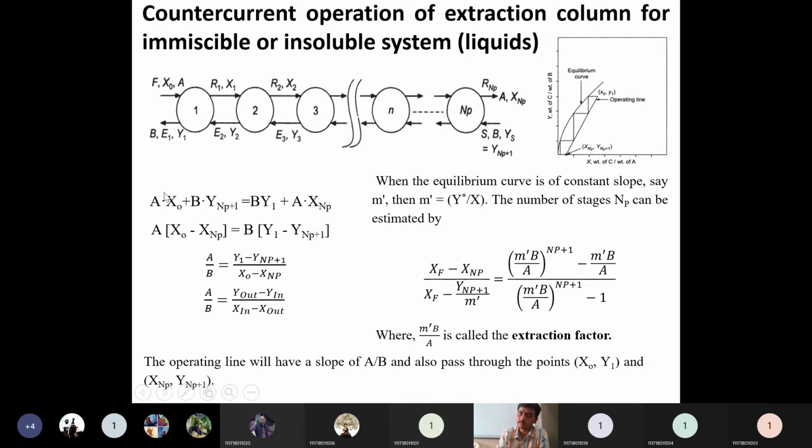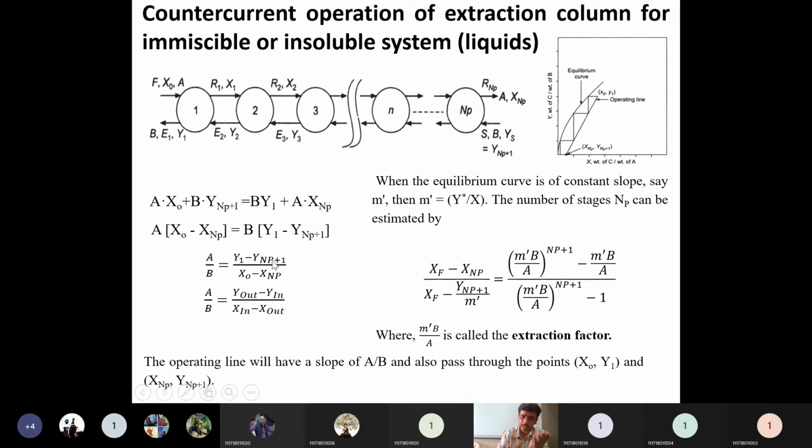When you conduct a material balance for the solute, you will get two inputs. The sum of the two inputs is equal to the sum of the two outputs. One input is A into X naught, and the other input is B into YNP plus 1. The sum of the outputs: one output is B into Y1, and the other output is A into XNP. Then the A terms and B terms are separated out; we exchange them to the LHS and RHS. Then we can have a slope equation, the A by B equation. So what is this slope equation?